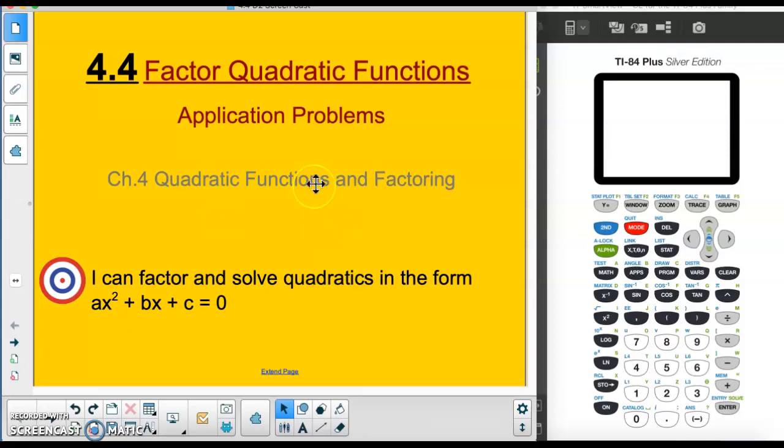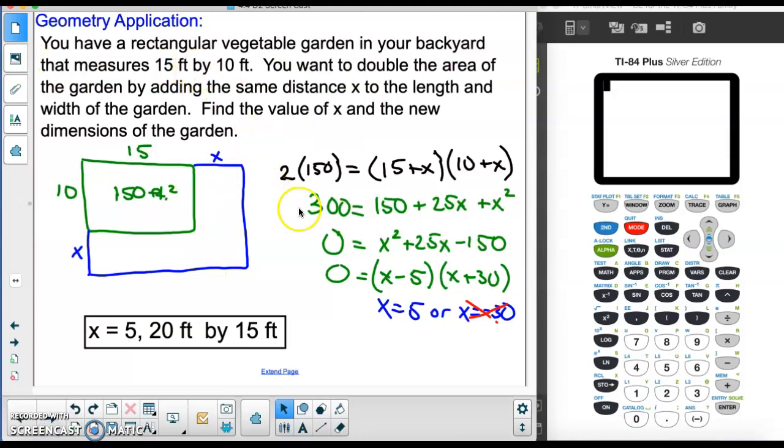Hey everybody, I just thought I would do a screencast here so you can see the calculator with this lesson. So if I take a look at this next question here, remember this one, the geometry application. I do want to show you how you can do this equation without having to factor on the calculator.